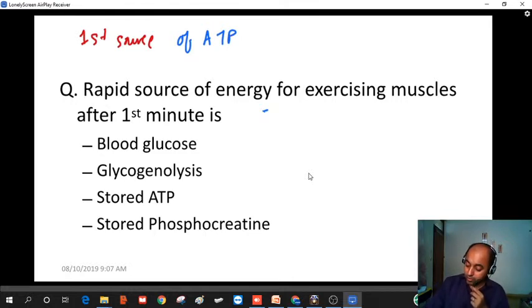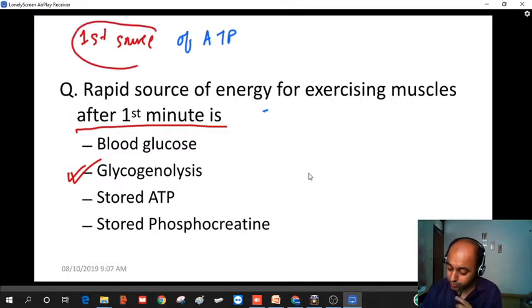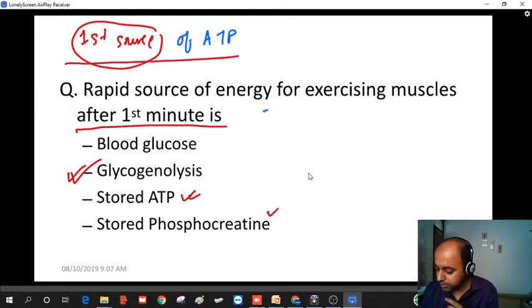See, the answer for the given question, rapid source of energy for exercising muscle after first minute. If you look at the table that we had drawn yesterday with glycogen metabolism, the answer should be glycogenolysis. The first source of energy we had said was the stored ATP. The first source of ATP is the stored phosphocreatine. So you have to look at the statement of the question and then give the answer accordingly. The answer in this case will be glycogenolysis.